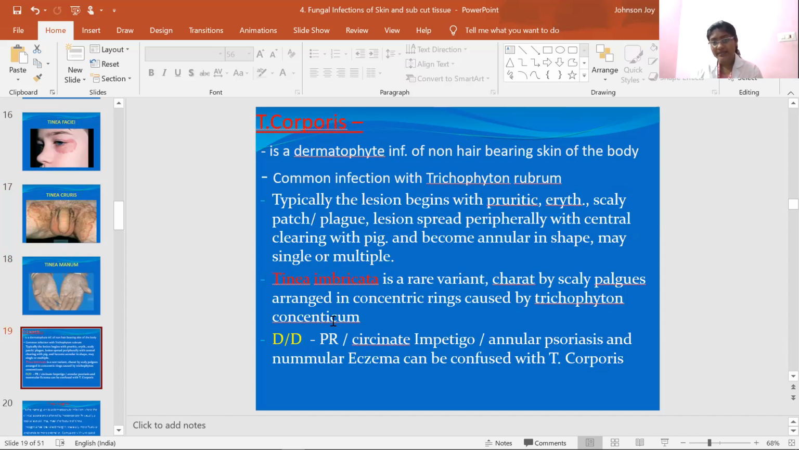Now, tinea imbricata is a rare variant characterized by scaly plaques arranged in concentric rings caused by Trichophyton concentricum. So, it is also known as tinea circinata. So, tinea imbricata or circinata, you can see multiple annular rings. Now, the differentials are pityriasis rosea, circinate impetigo, annular psoriasis, nummular eczema or discoid eczema. So, these lesions can be confused with tinea corporis. So, what are the differentials? Pityriasis rosea, circinate impetigo, annular psoriasis, and nummular eczema.